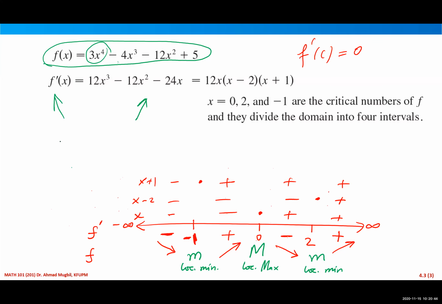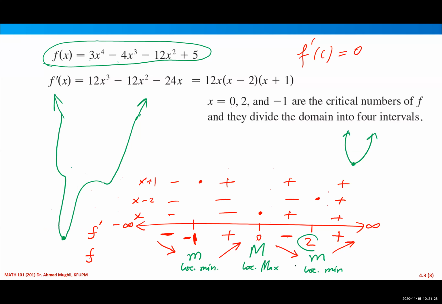Unless we have a closed interval, unless we are studying this function on a closed interval, not on the whole domain from negative infinity to infinity. But for sure, ya shabab, because it is an even degree polynomial, it has an absolute minimum. Why? Remember x cubed? Any polynomial of even degree will have an absolute minimum, and you can find it.